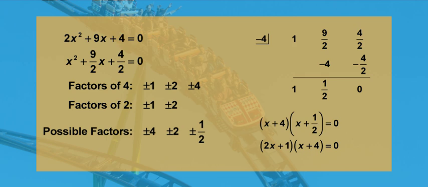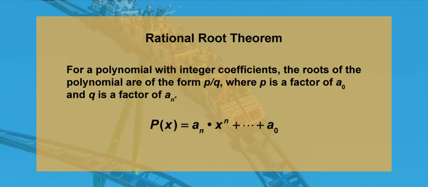This method of factoring polynomials is summarized in the rational root theorem. For a polynomial with integer coefficients, the roots of the polynomial are of the form p over q, where p is a factor of a sub 0 and q is a factor of a sub n.